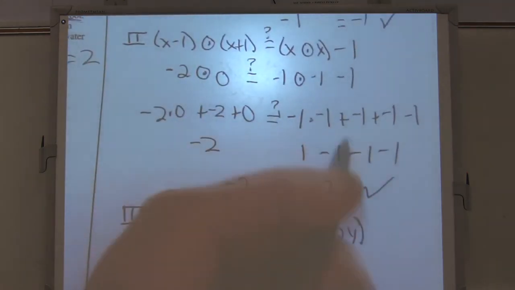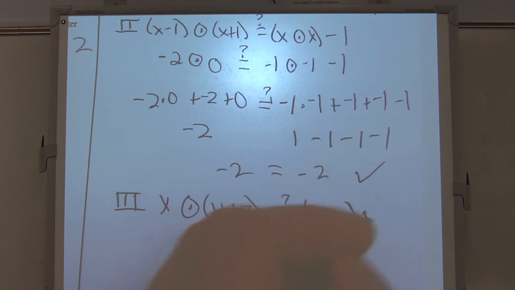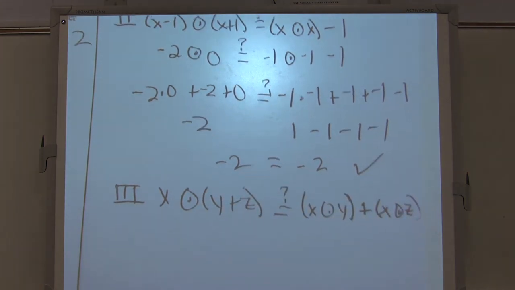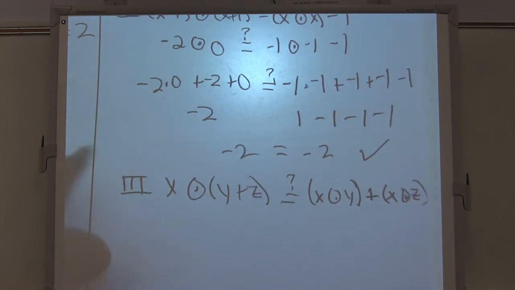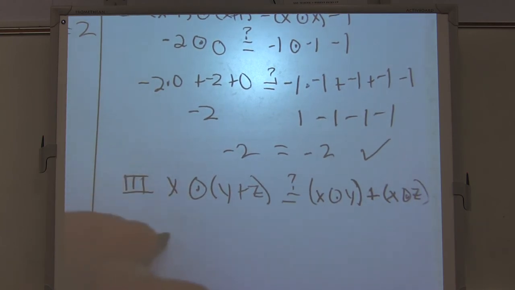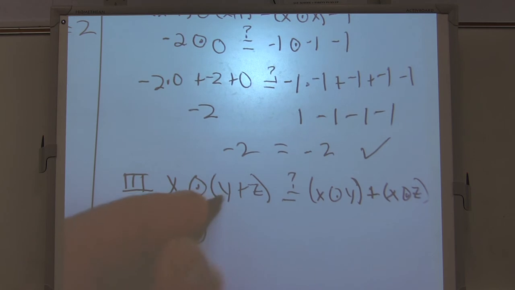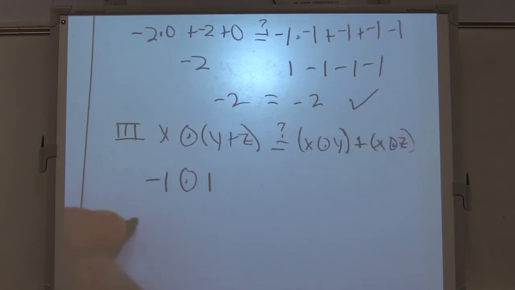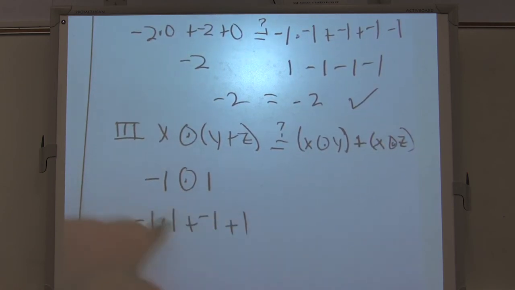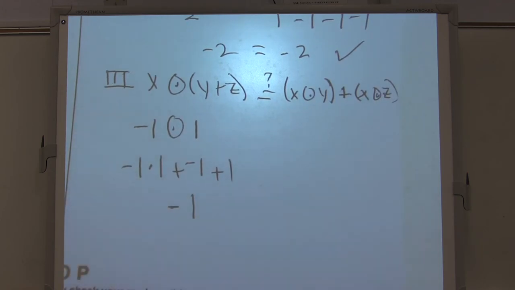And then when I add that to x circle z. Sorry about my messy writing right here. Okay, this one's going to be -1. Now when I plug in, remember y was 0, so I can disregard that, and then z was +1. So when I crank this side out, I get -1 times 1 plus -1 plus 1. This side cranks out to -1.